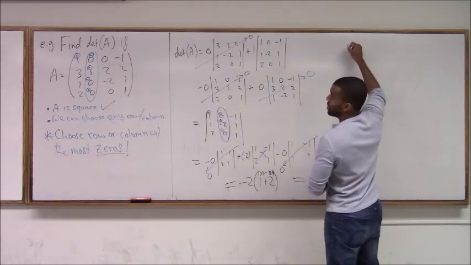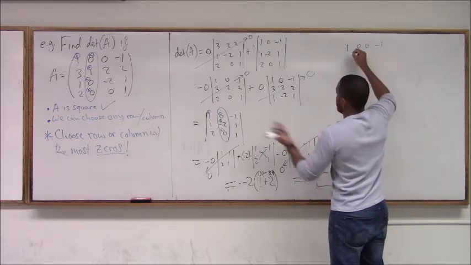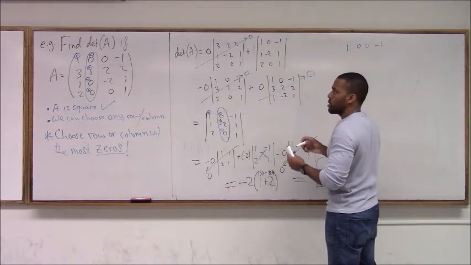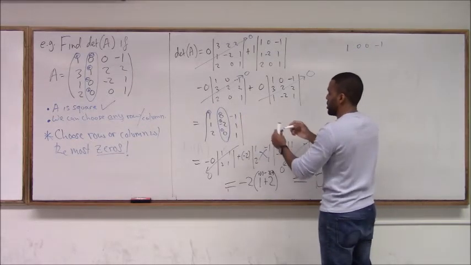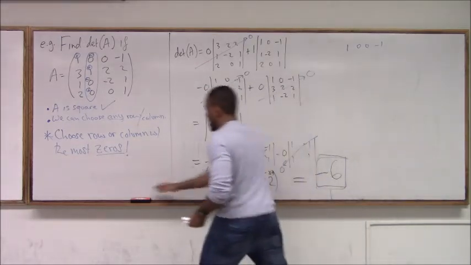Let's do this quickly. 1, 0, 0. I wouldn't recommend you do that at this point, like from the 4 by 4, because you can't even do it there.